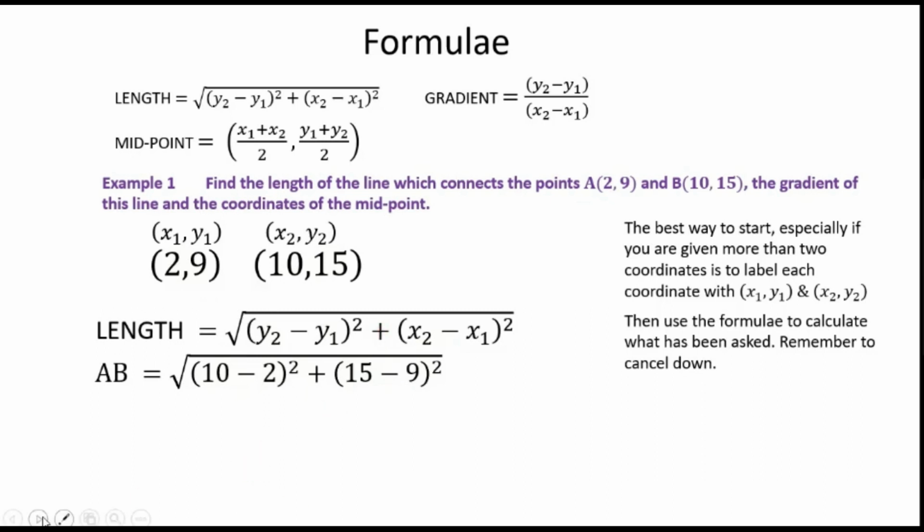Okay? So submit them correctly, based on the formula that you're given. Then your answer should be the square root of 8 squared plus 6 squared. In other words, 10 minus 2 is 8, and 15 minus 9 is 6. So you're going to square 6, square 8, and squaring 6 will give us what? 36, and 8 squared is 64. And so you end up with the square root of 64 plus 36.